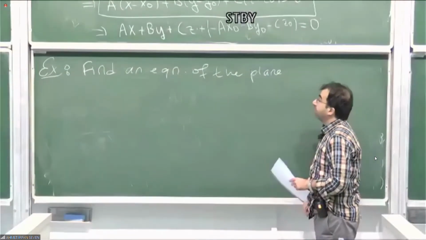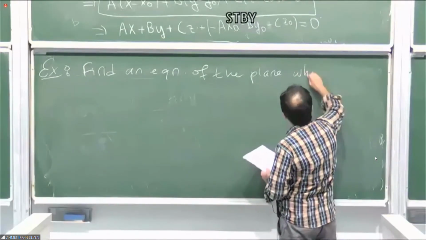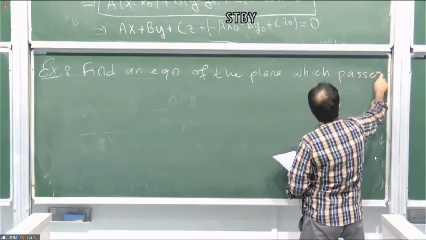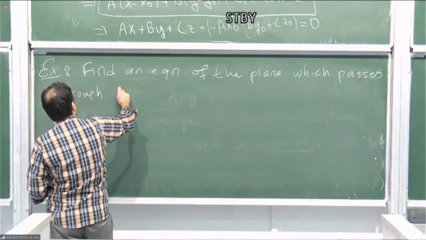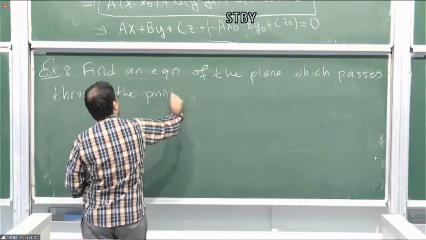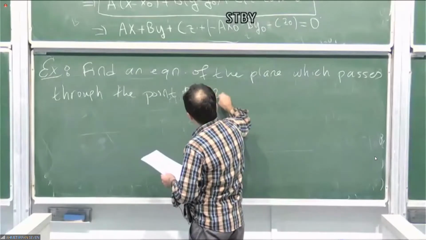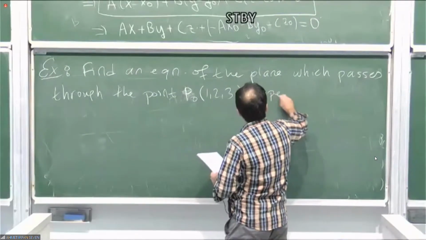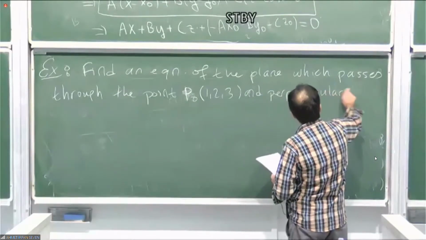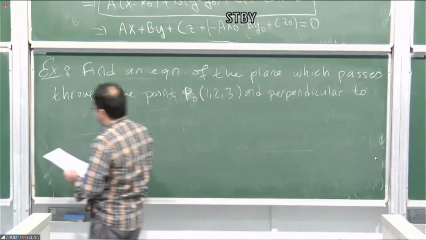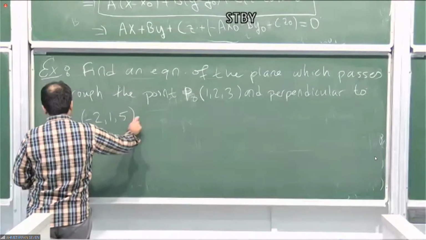Okay. Find an equation of the plane which passes through the point P0, whose coordinates are 1, 2, 3, and perpendicular to the vector n equals minus 2, 1, 5.